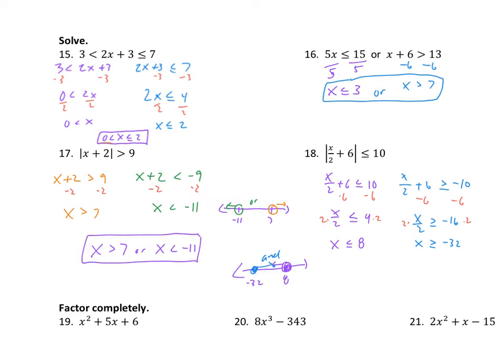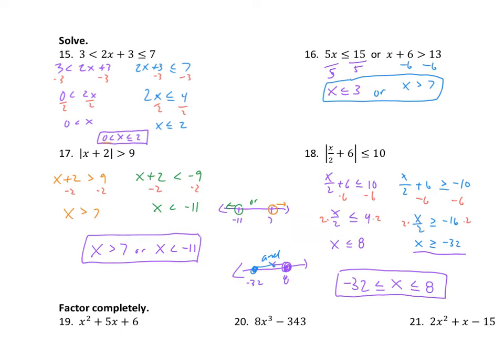And since this is an AND problem, we want to put it in order. So -32 goes on the left since it's the smallest. So -32 is less than or equal to x. Here this says that x is greater than or equal to -32, which is the same thing as saying -32 is less than or equal to x. And then x is also less than or equal to 8. So that's what your answer should look like. Because it's an AND, we do need to rewrite it in the proper compound inequality notation.